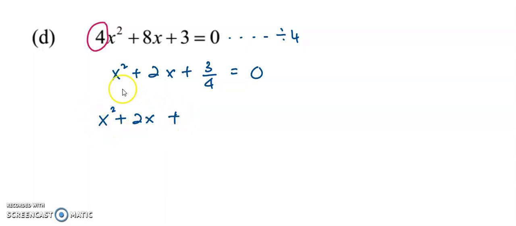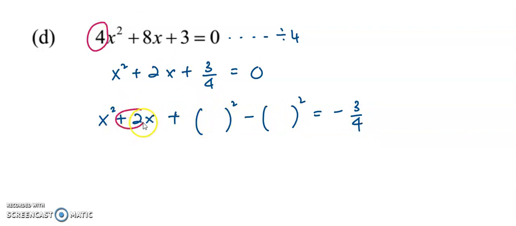Okay, start completing the square by copying down the first two terms and then add a bracket minus a bracket squared. Okay, and then bring the constant over to have a negative 3 over 4. And what should you fill in this bracket into the two brackets here? You're taking the coefficient of the x, that is positive 2, divided by 2. Actually, this is producing 0, yeah?